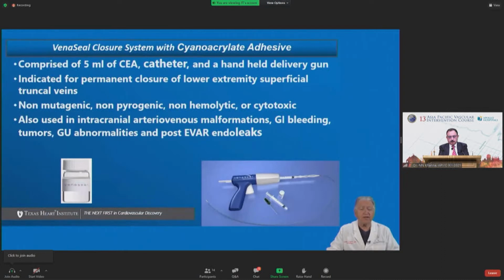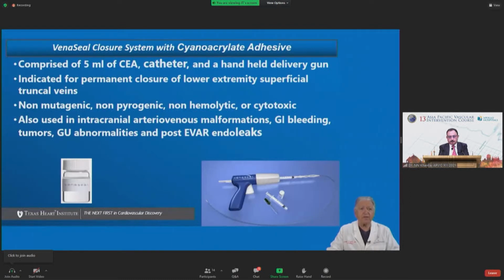So what does the procedure of a VenaSil closure system look like? Well, we use a cyanoacrylate adhesive that comes in a 5 mL vial, and it also comes with a catheter and a handheld gun. It is indicated for permanent closure of the lower extremity superficial truncal veins. The substance is not mutagenic, it's not pyrogenic, it's non-hemolytic or cytotoxic.